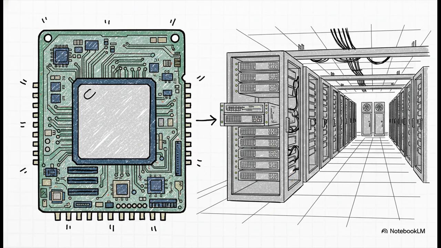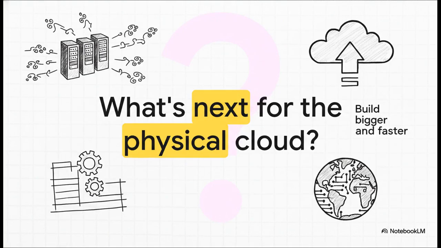Not into thin air, but onto a spinning hard drive inside a server being cooled by a perfectly controlled environment inside a real building somewhere on Earth. This is the physical reality of our digital lives. Everything we do online lives in these rooms, but we're creating more data every single second, and that demand is just growing exponentially. So the real question is, what's next? How do we build a physical cloud that's bigger, faster, and way more efficient to power whatever's coming in the future? That is the next great challenge.